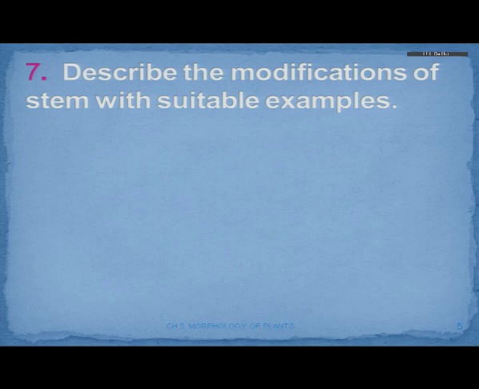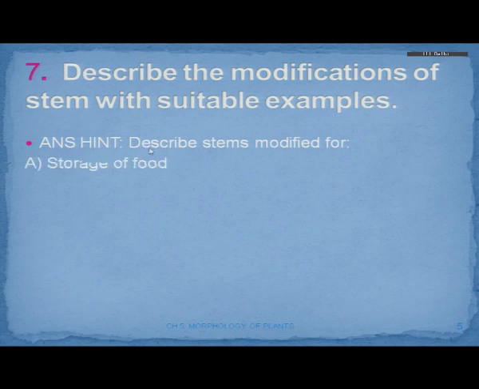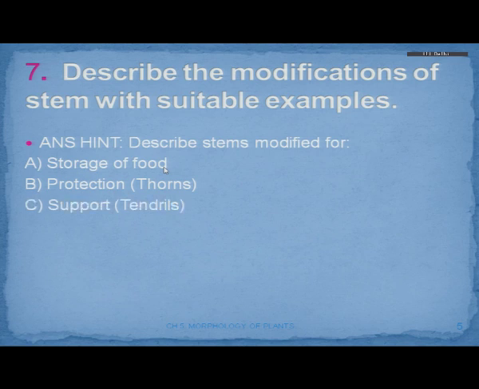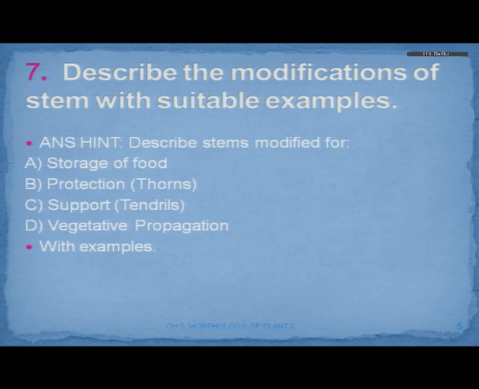Next question was to describe the modifications of stem with suitable example. In the earlier session, we had discussed a lot of modifications of stems. We had studied their functions, their structures and their examples. So, when you frame your answer, you can describe the stems modified for storage of food, for protection, that is in the form of thorns, for support in the form of tendrils and for vegetative propagation, and you should give proper examples while writing and describing each one of these.